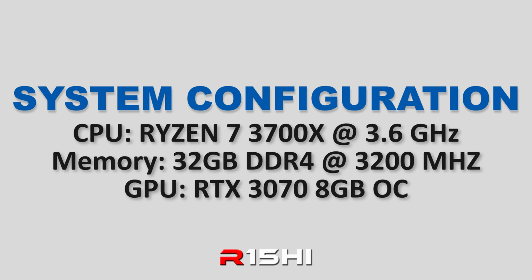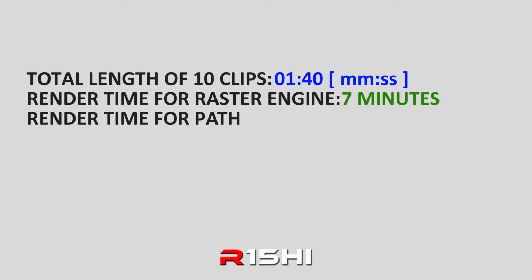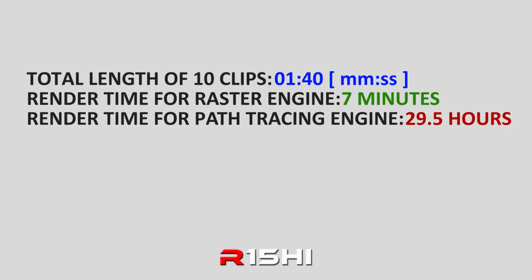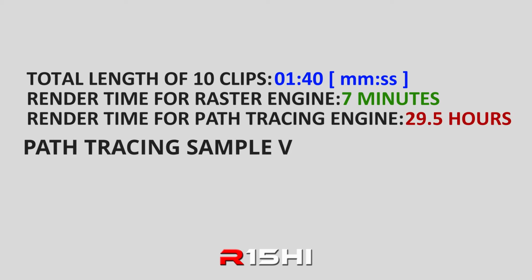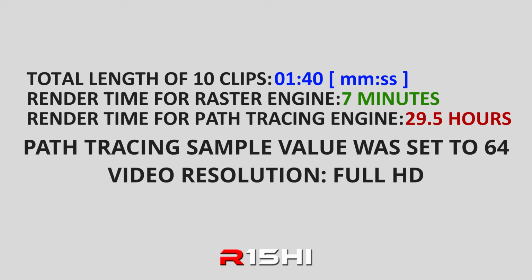So for the video of 1 minute and 40 seconds, included 10 clips, the time required for rendering for rastering and path tracing is as follows. Yes, the rastering engine got me this video output in 7 minutes with the sampling value of 64 and video resolution of Full HD, that is 1080p. Path tracing took a whopping 29.5 hours of time to render the video clips. Because of this, I may consider using path tracing for images more than videos for now.